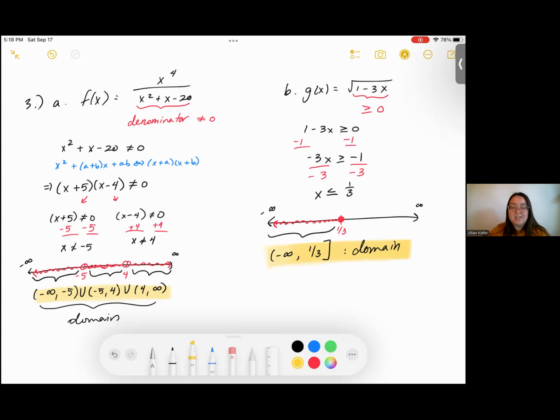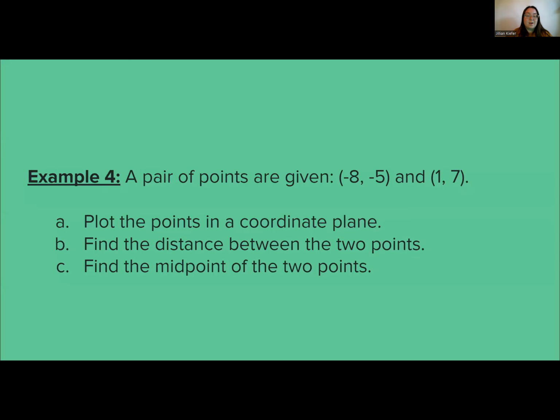All right, let's go ahead and move on to example 4. So example 4, we have a pair of points given, -8, -5, and 1, 7. So we have 2 points. Part A, we want to plot the points on a coordinate plane. Part B, we're going to find the distance between these 2 points. And part C, we're going to find the midpoint of these 2 points. So let's go ahead and go to our notes to work on the problem.